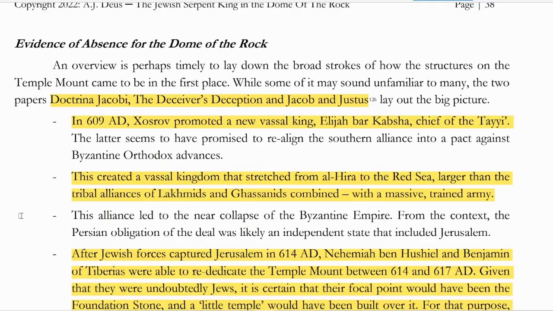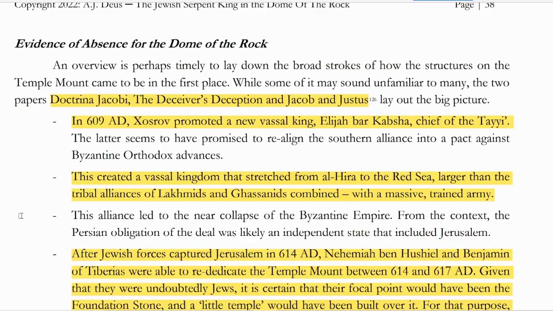We move on to the meat and bones of the discussion. Evidence of absence for the Dome of the Rock. So this is really an amazing piece of work that AJ Deus has done. It's really made me rethink a lot of the assumptions I had been making. And it's presented evidence I haven't seen before. So I think it's well worth taking our time to go through this.